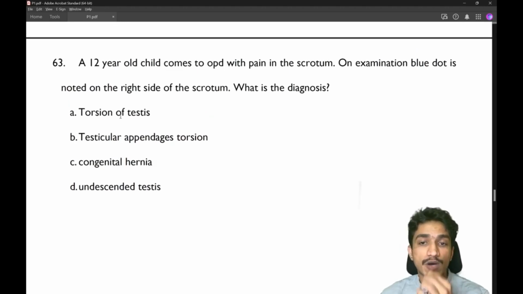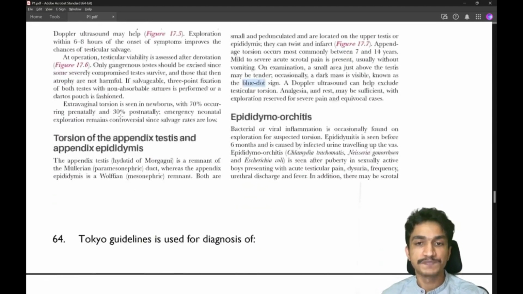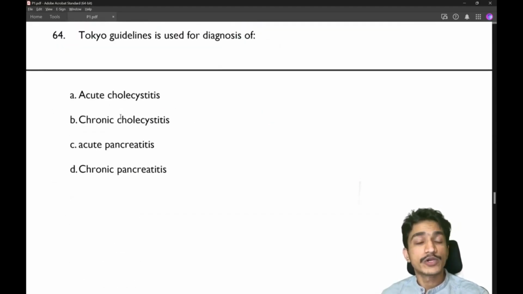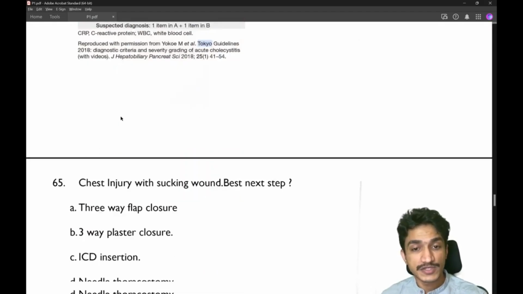Patient coming to an OPD, young patient, blue dot sign. So it is very straightforward that it is a testicular appendage torsion. Okay. Now Tokyo guidelines, very straightforward. Again, it is used for acute cholecystitis, so nothing much to discuss here.